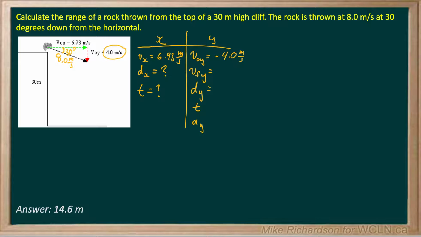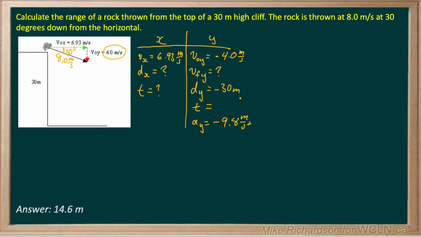I don't know time. dy, I don't know v final in the y. dy is my displacement vertically. And if I start at the top of the cliff and end down below, my final displacement will be -30. Got to watch the signs. Don't know time. My acceleration, as usual, is -9.8 meters per second squared.